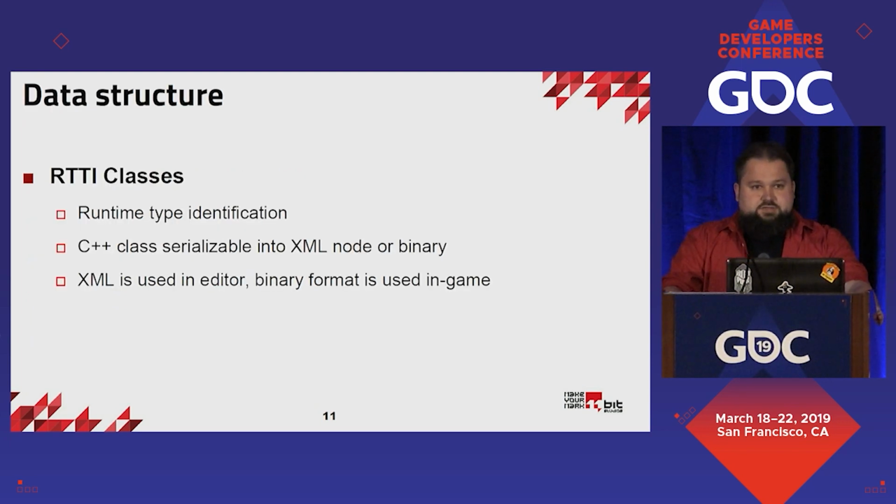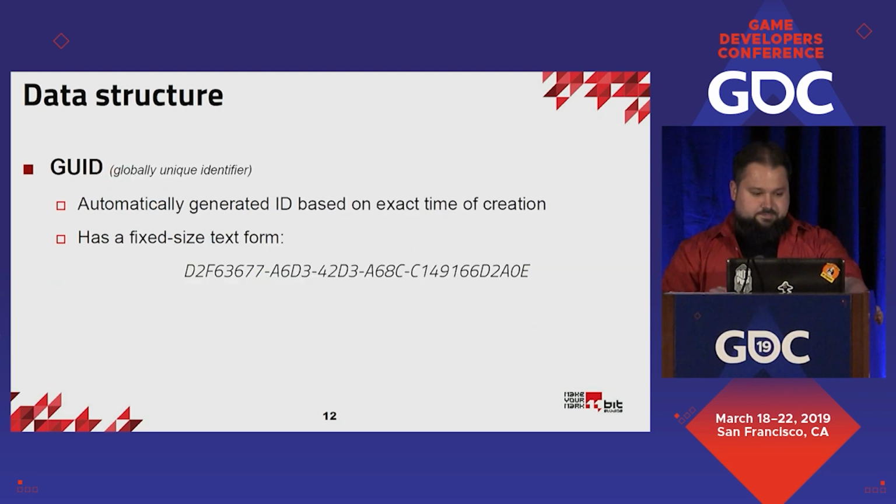So we started with data structure. Main piece of our data structure is something we called RTTI class. It is a C++ class that can be serialized to XML and to binary, and our RTTI system recognizes the type and loads the class from the definition. We use the XML in our editor, in our workplace, and the binary format is used in the final content. We also introduced a global unique identifier to identify RTTI classes.